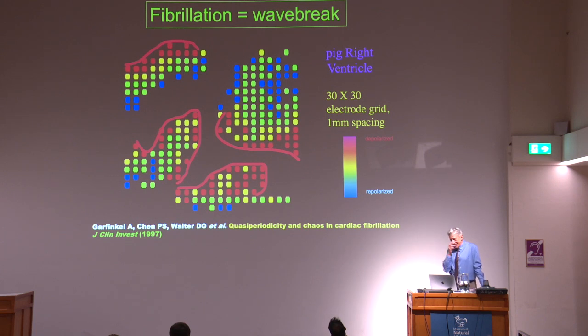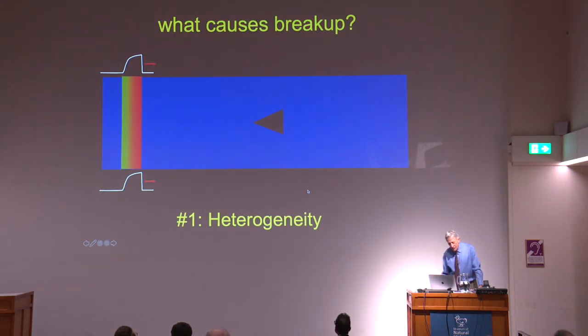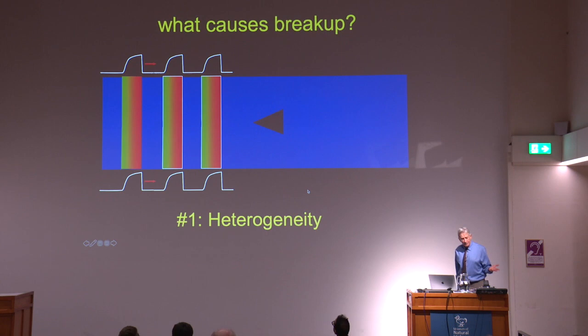So it wasn't until the 80s and the 90s and the advent of computerized mapping systems, this is a 30 by 30 computerized electrode system, that scientists were able to say what the heck is going on there, which is multiple waves of electrical excitation colliding with each other and extinguishing, and then new waves, daughter waves, being formed by a process of wave break. So that's what the mapping systems can tell you. So then the next question is, what causes breakup?